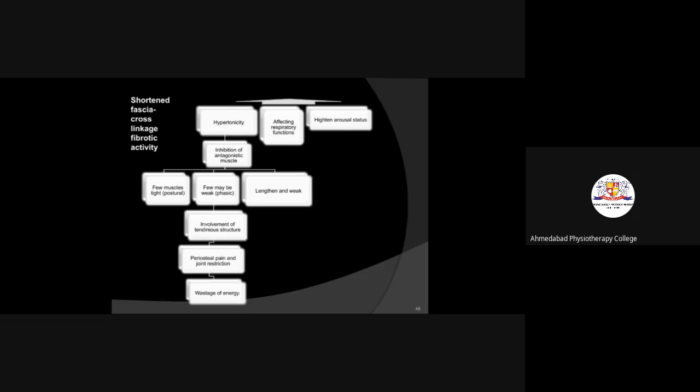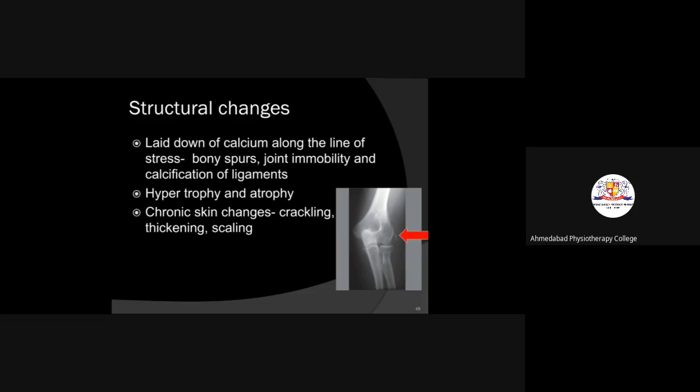So there will be a spur formation, and there will be a periosteal elevation. Because of this, the joint movements are painful, and there will be a wastage of energy, and patient may experience fatigue. So you may notice that patient with the chronic pain will often complain to you about fatigue also. Okay, thaki javai chhe. So that is because of these dysfunctional changes. You can see the spur formation here in case of tennis elbow. That is the calcification of extensor tendon.